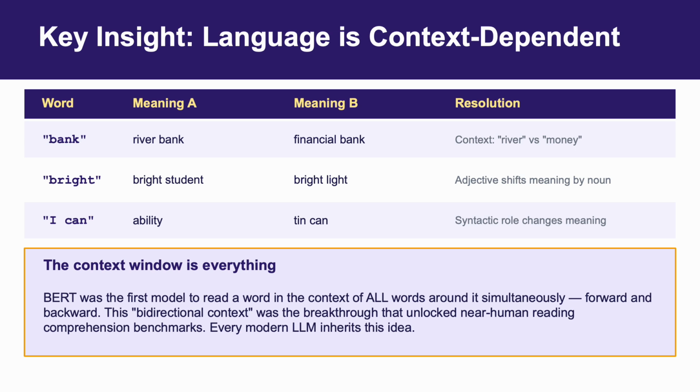So the word "bank," meaning A, river bank, meaning B, financial bank; resolution: rivers versus money. "Bright": bright student, bright light. Adjective shifts meaning by noun. "Can": can as ability, tin can. Syntactic role changes the meaning. These are the key insights in terms of language being context dependent.